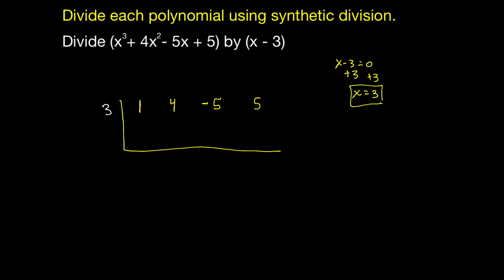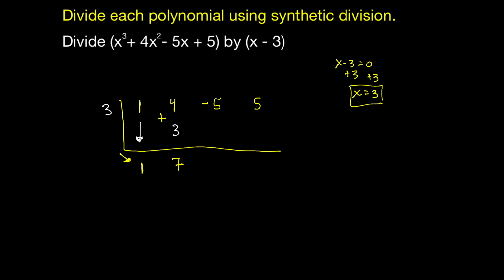And now here is the process of synthetic division. So first, I'm going to grab my first value, and I'm going to drop it down. Here I have a positive 1. Next, I am going to multiply the 3 with the 1. So 3 times 1, I'm going to get a positive 3. After that, I am going to add these two values. So 4 plus 3, we're going to get a 7.